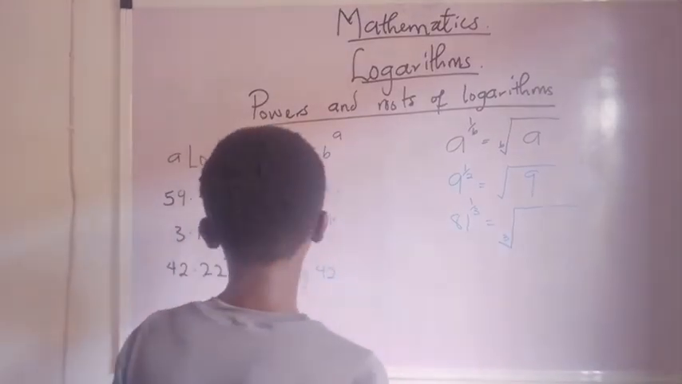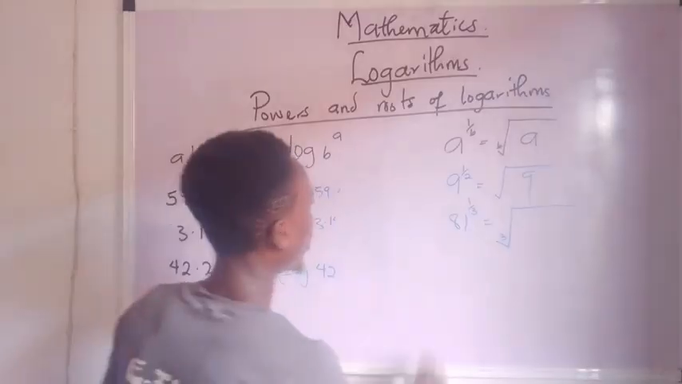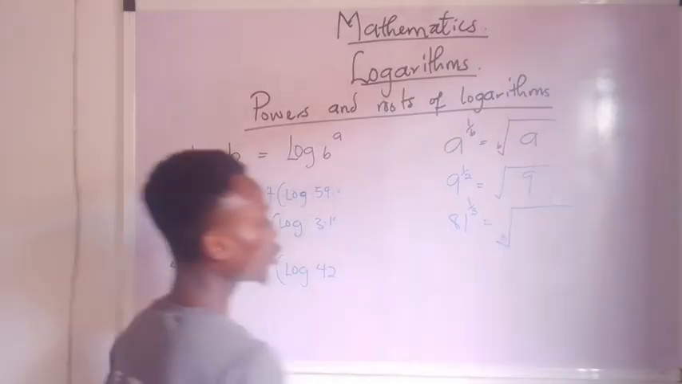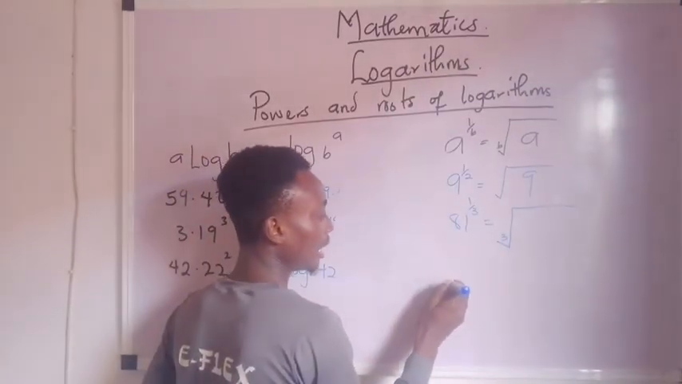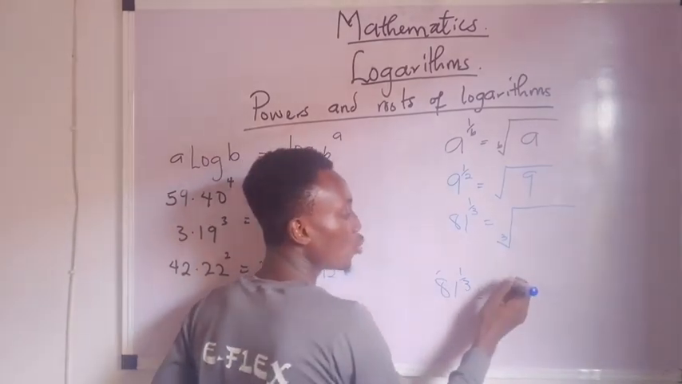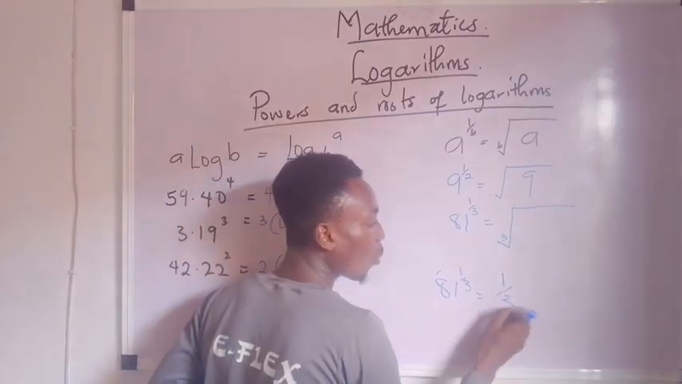And so what you actually do is, if you apply the same law of logarithms, for example 81 raised to the power 1 over 3, if you find the logarithm of 81, you can just simply multiply it by 1 over 3.